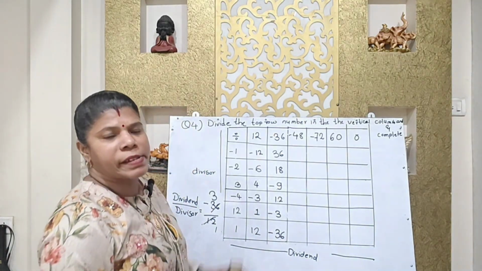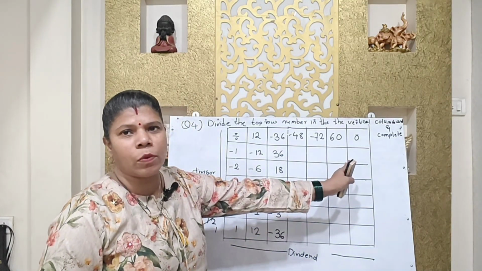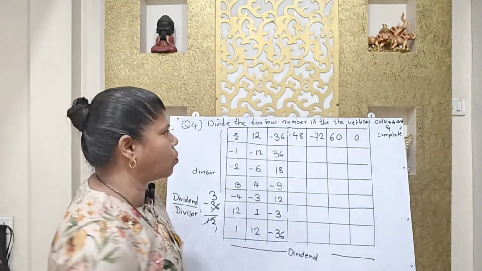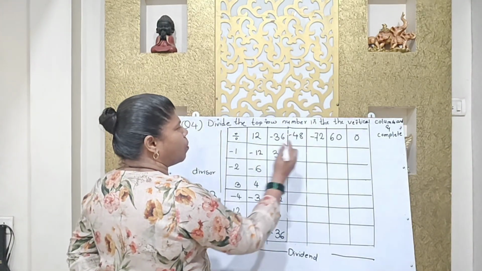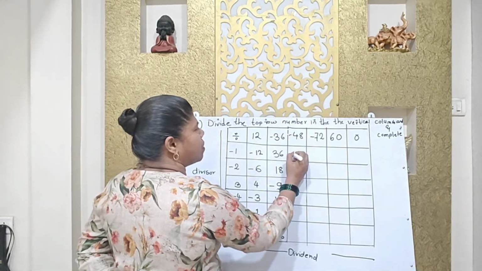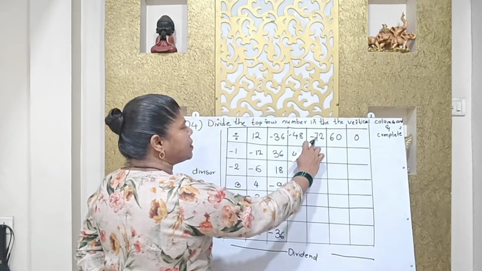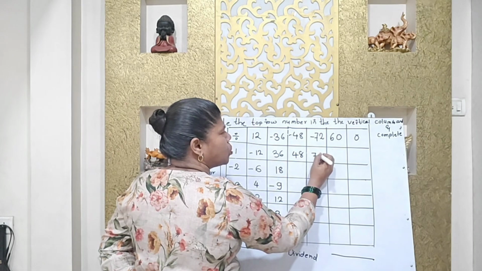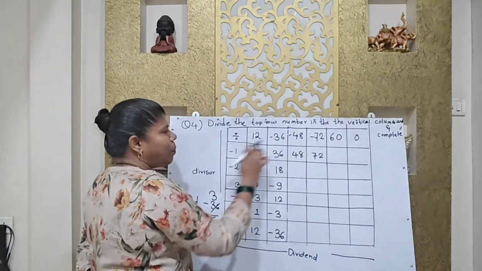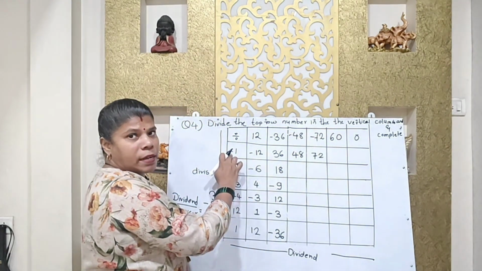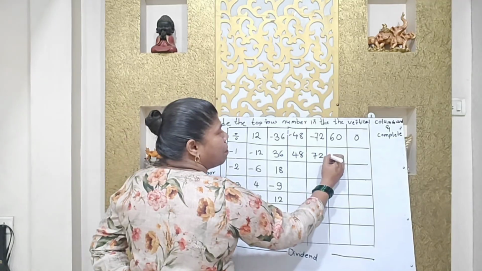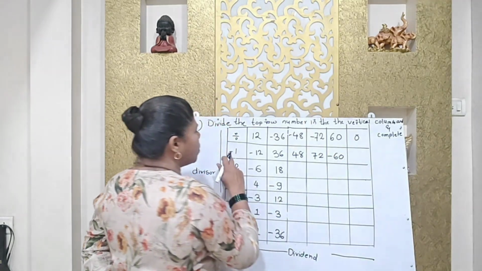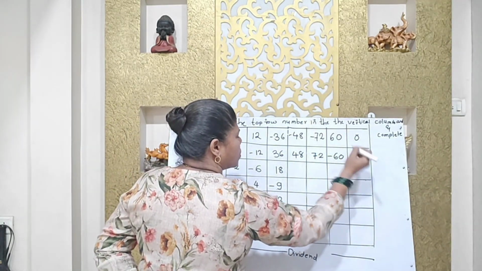You can do it the same way in this table. I'm writing down the answer. You just check it out. So -48 divided by -1, minus minus plus, answer will be 48. -72 divided by -1, minus will cut, 72. 16 positive, minus is a negative, -1 is a negative, answer will be -16. And 0 divided by -1, answer will be 0.